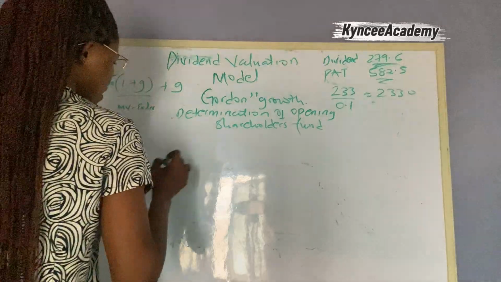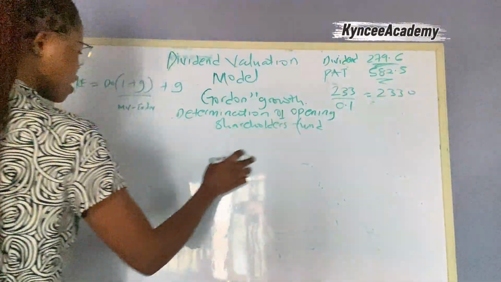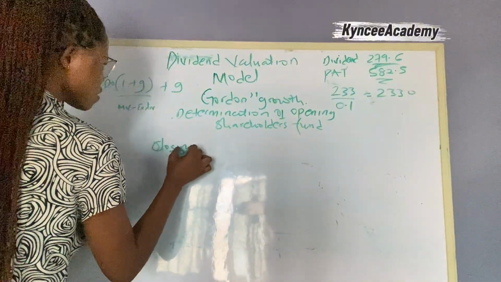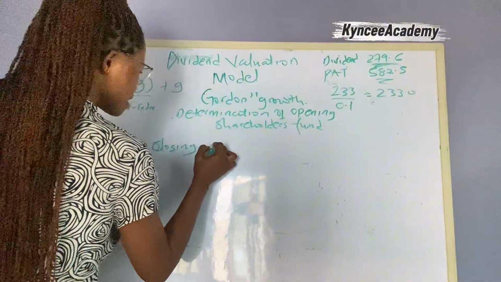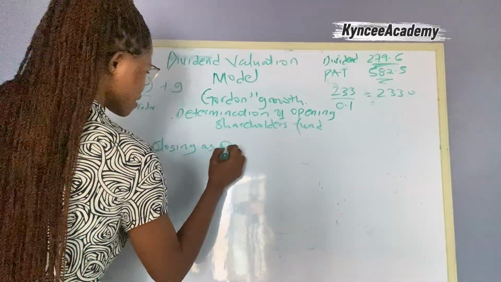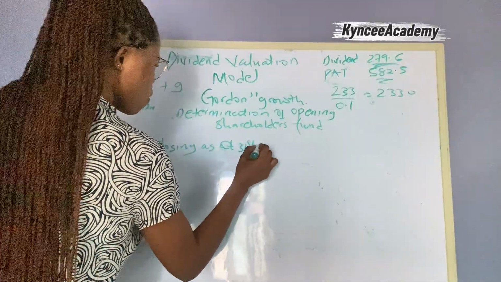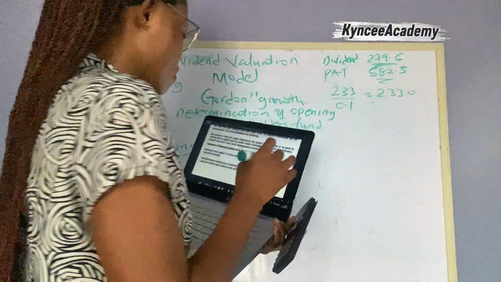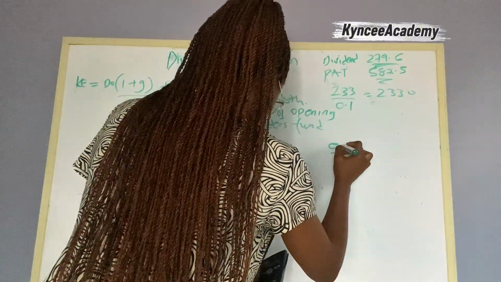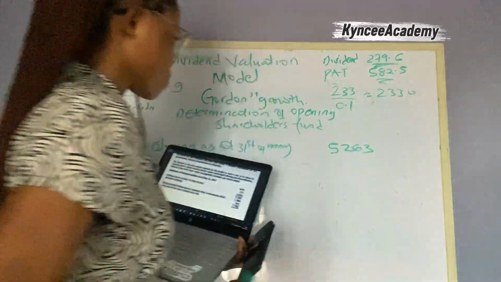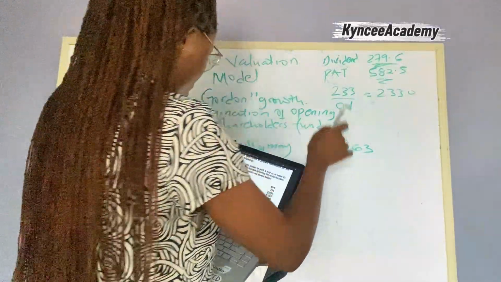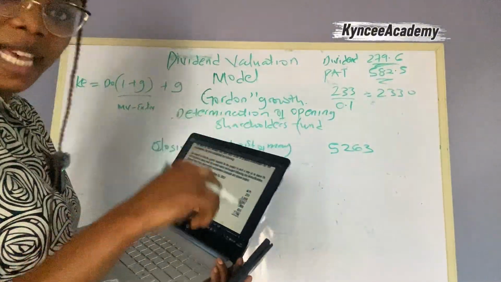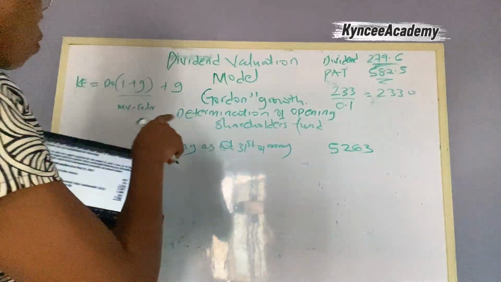So now we say, okay, determination of the shareholders fund. Now we say closing shareholders fund as at 31st of May was 5263. Do you know how we got this 5263? When you check your question, ordinary share capital plus retained earnings. That's how you get your closing.